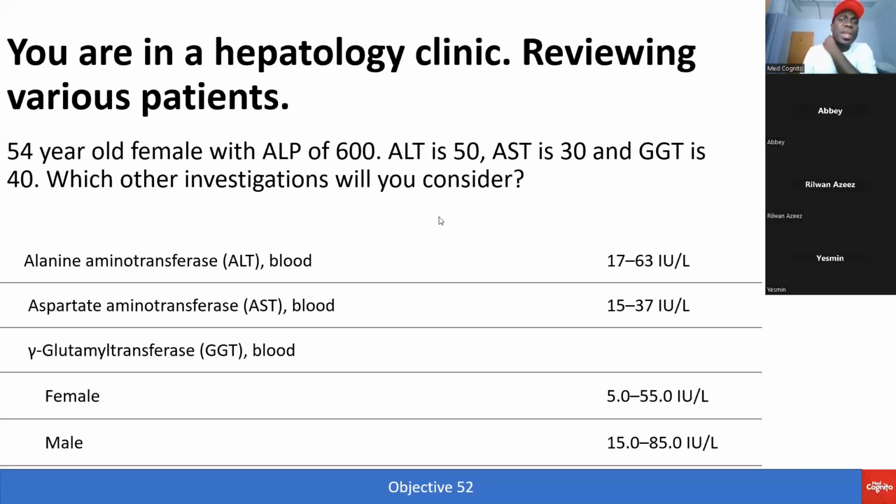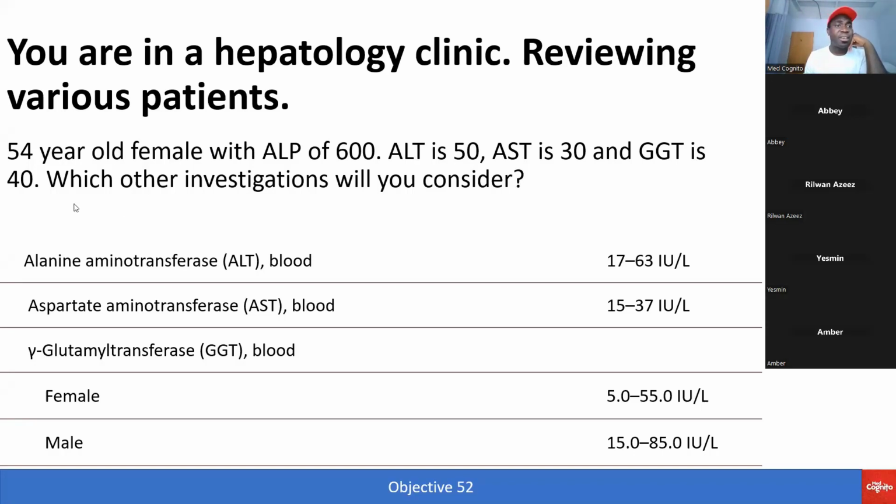Okay, so you are in the hepatology clinic reviewing various patients. A 54-year-old female with ALP of 600, ALT is 50, AST is 30, and GGT is 40. Which other investigations will you consider? Can somebody help us? Let me help you to break this one down. ALP, sorry, is ALP normal or abnormal? This is high, 600. High.